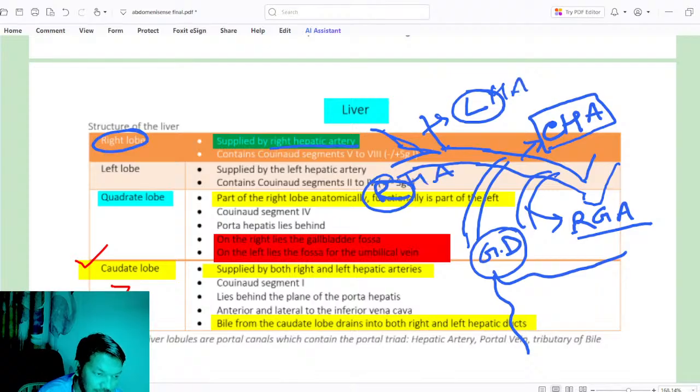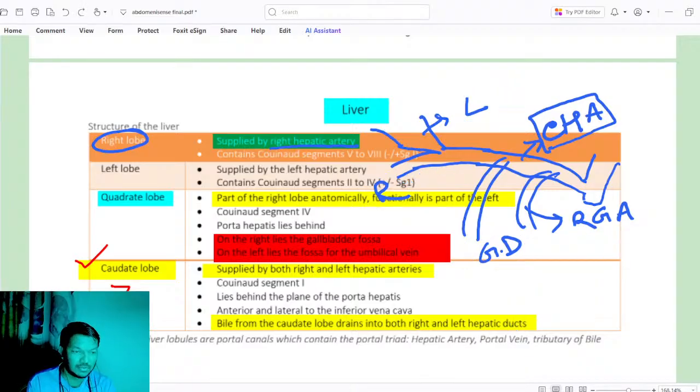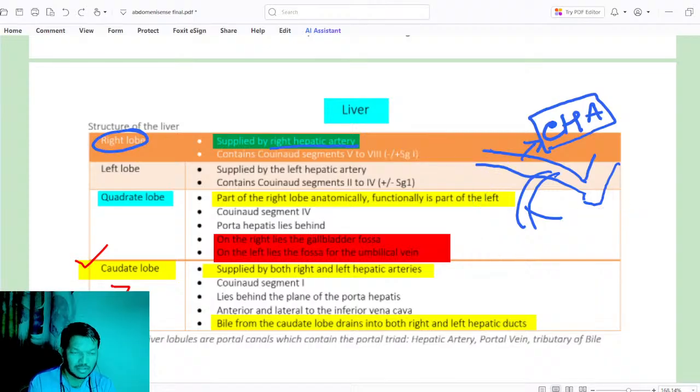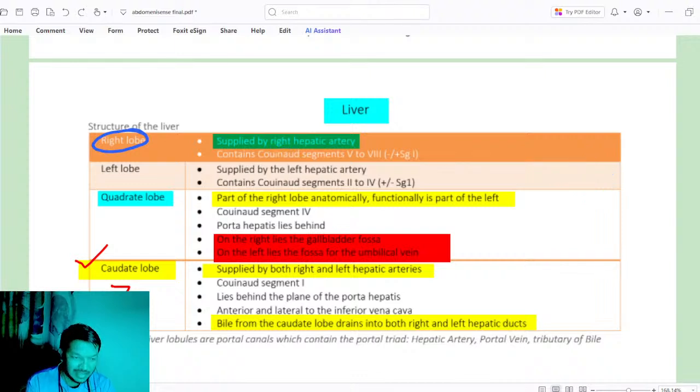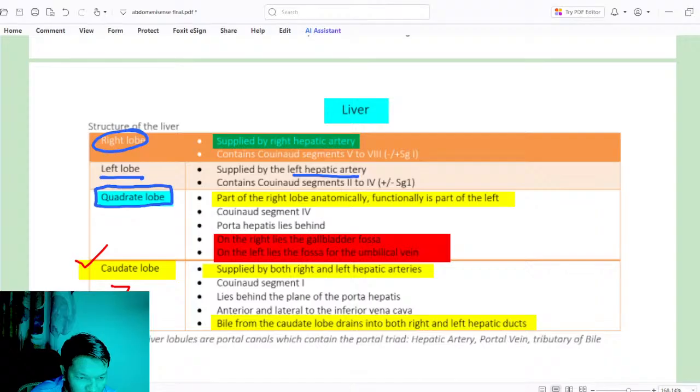So the right lobe of the liver obviously will be supplied by the right hepatic artery. The left lobe is supplied by the left hepatic artery. Now the main problem: the quadrate lobe and caudate lobe. These are very problematic lobes, difficult to remember and confusing.